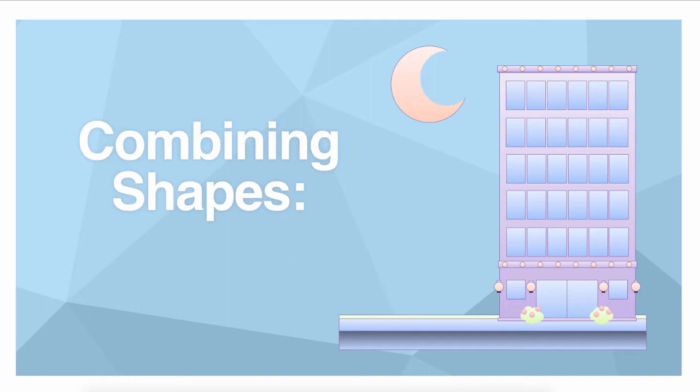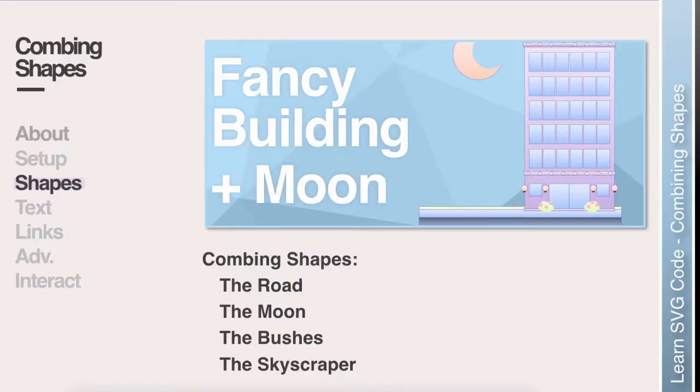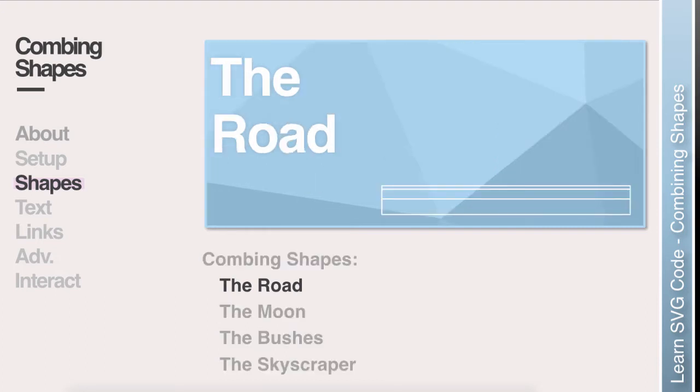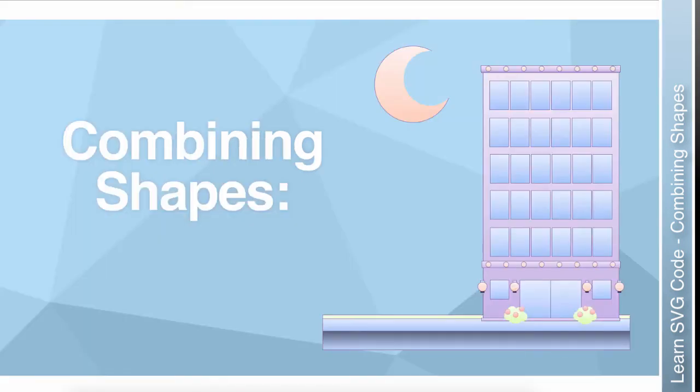Let's look at some of these and break them down. And the different things that we're going to break down include the road, the moon, the bushes, and the skyscraper. We're going to go sort of in that order, so least complex to most complex. So the road itself is actually just 3 different rectangles. If we go back and look at it, we've got a green rectangle, a light blue rectangle, and this sort of black to light blue rectangle here.